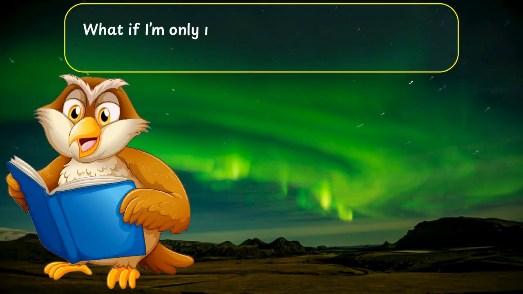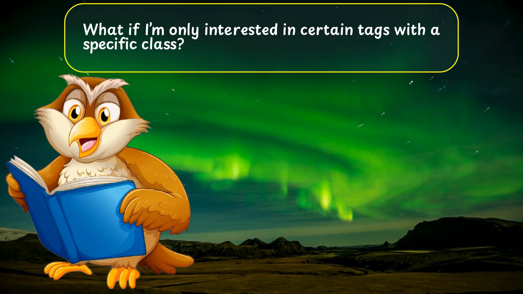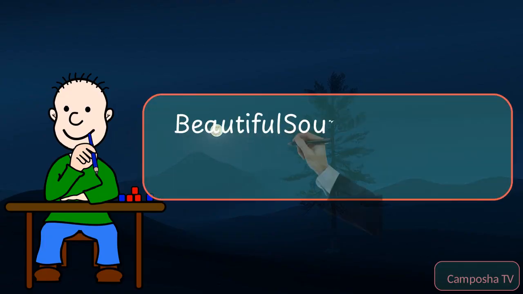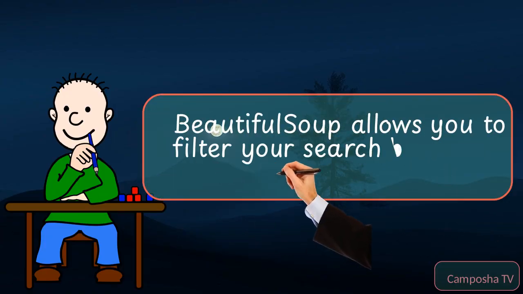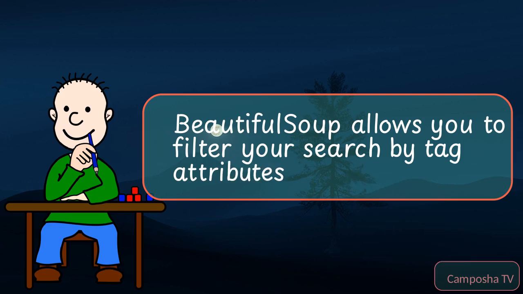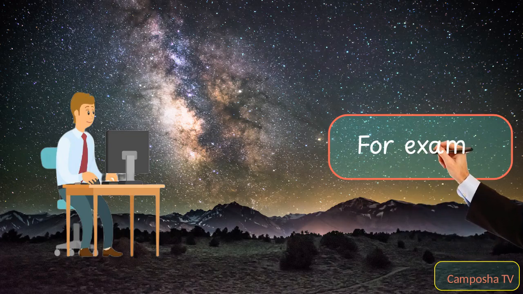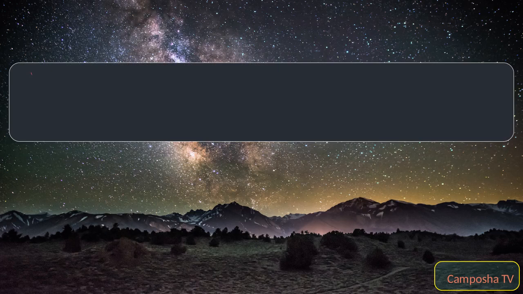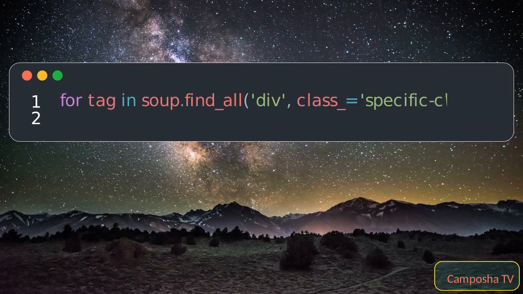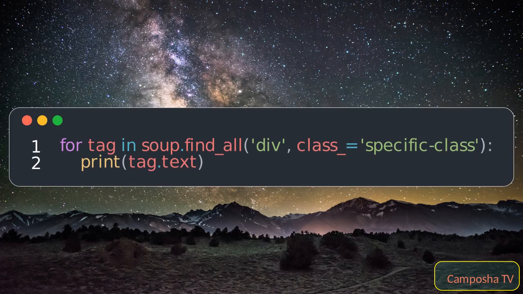What if I'm only interested in certain tags with a specific class? BeautifulSoup allows you to filter your search by tag attributes. For example, this would print the text of all div elements with a class of specific-class.